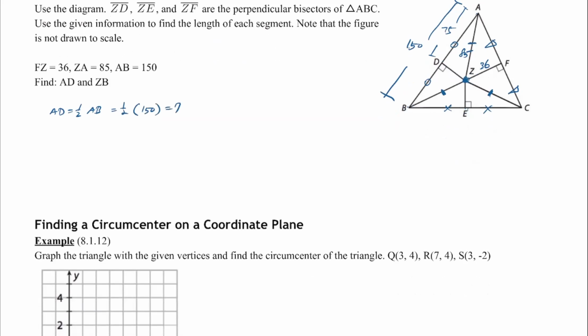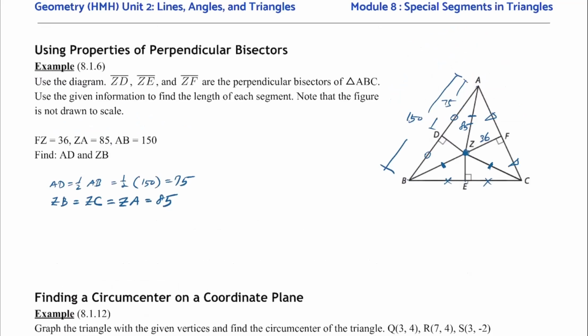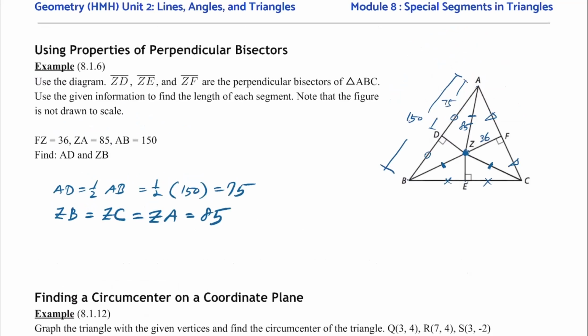And this is the kind of work that I would like to see, guys. And what is ZB in this case? How do we find that? Wait a minute. According to what we just learned, ZB is the same thing as ZC, and it's also equal to ZA, and ZA just happens to be 85, which was given to us. Yeah, and that was it, guys. That's all there was. Let me make that a little bigger so perhaps you can see it better.